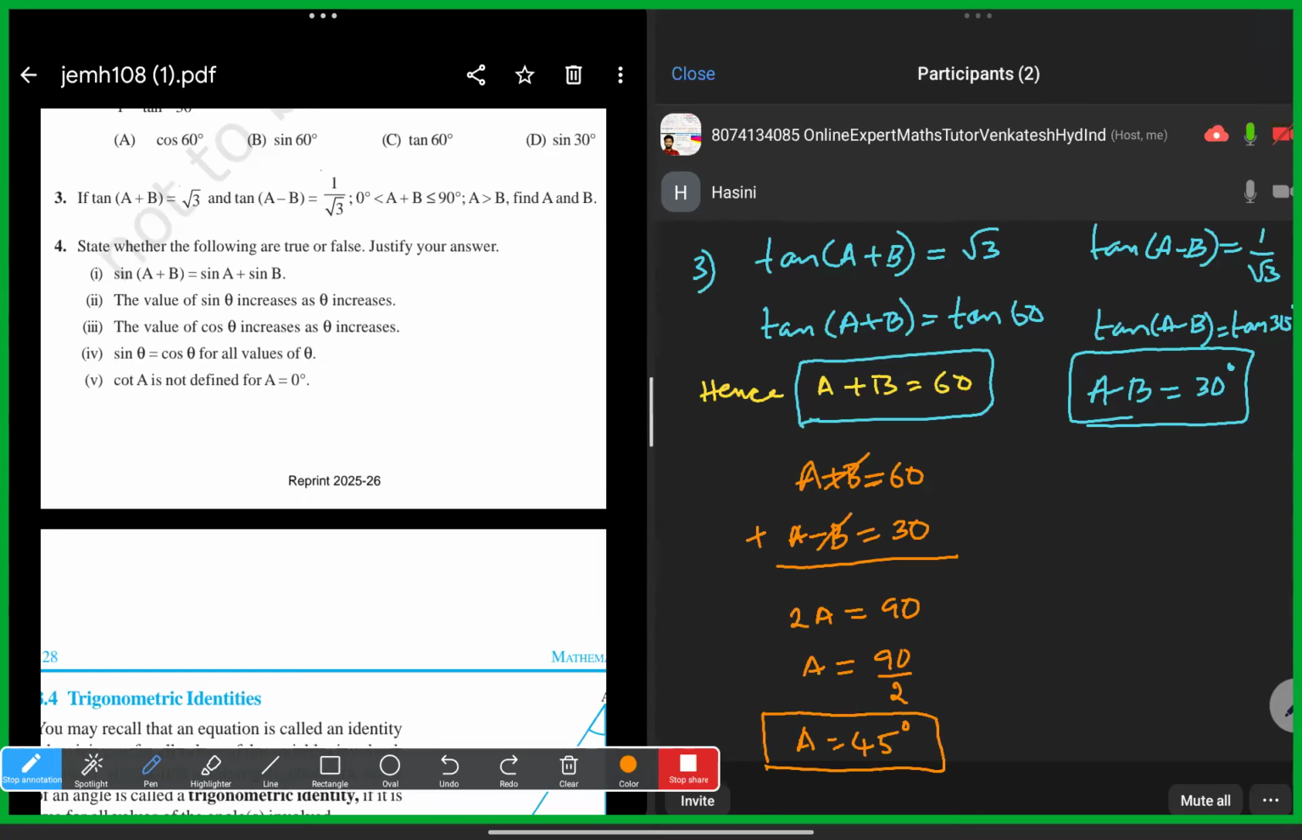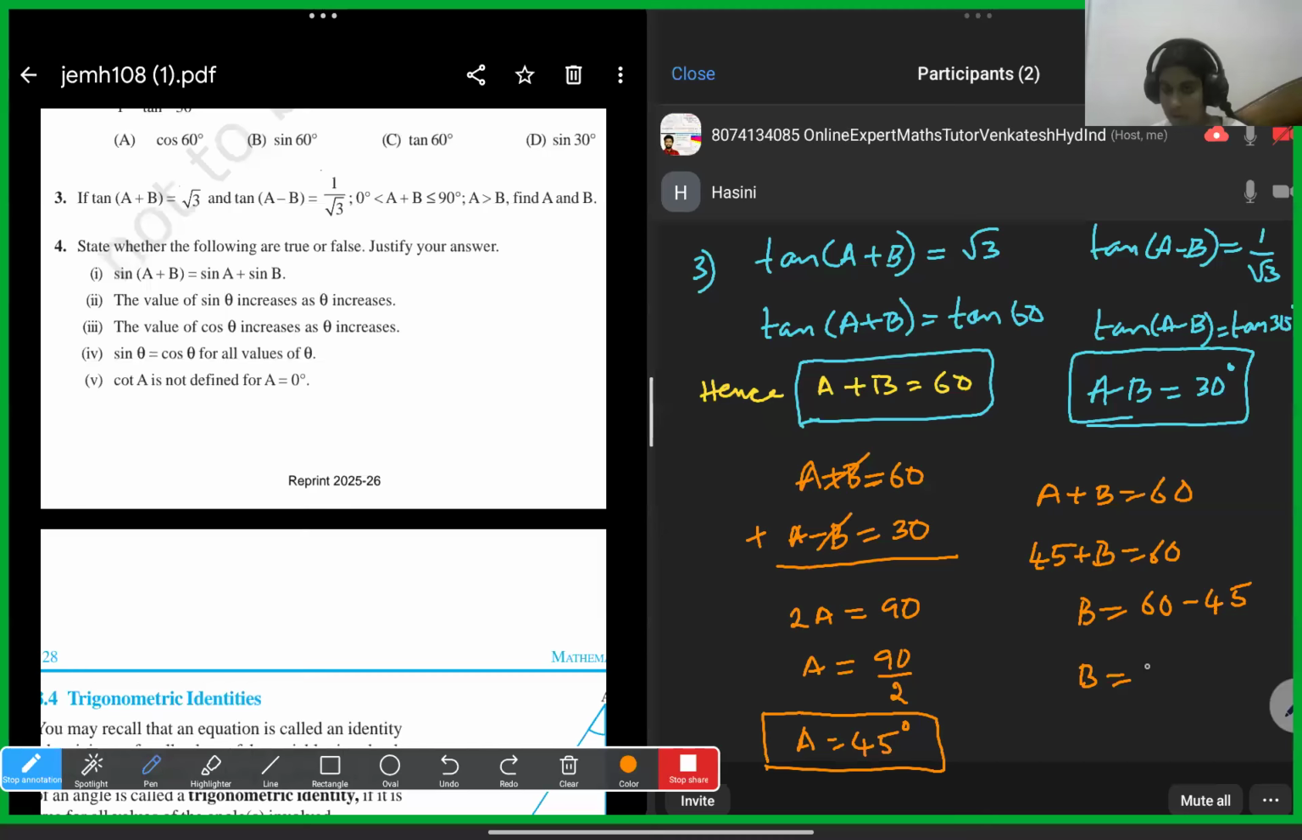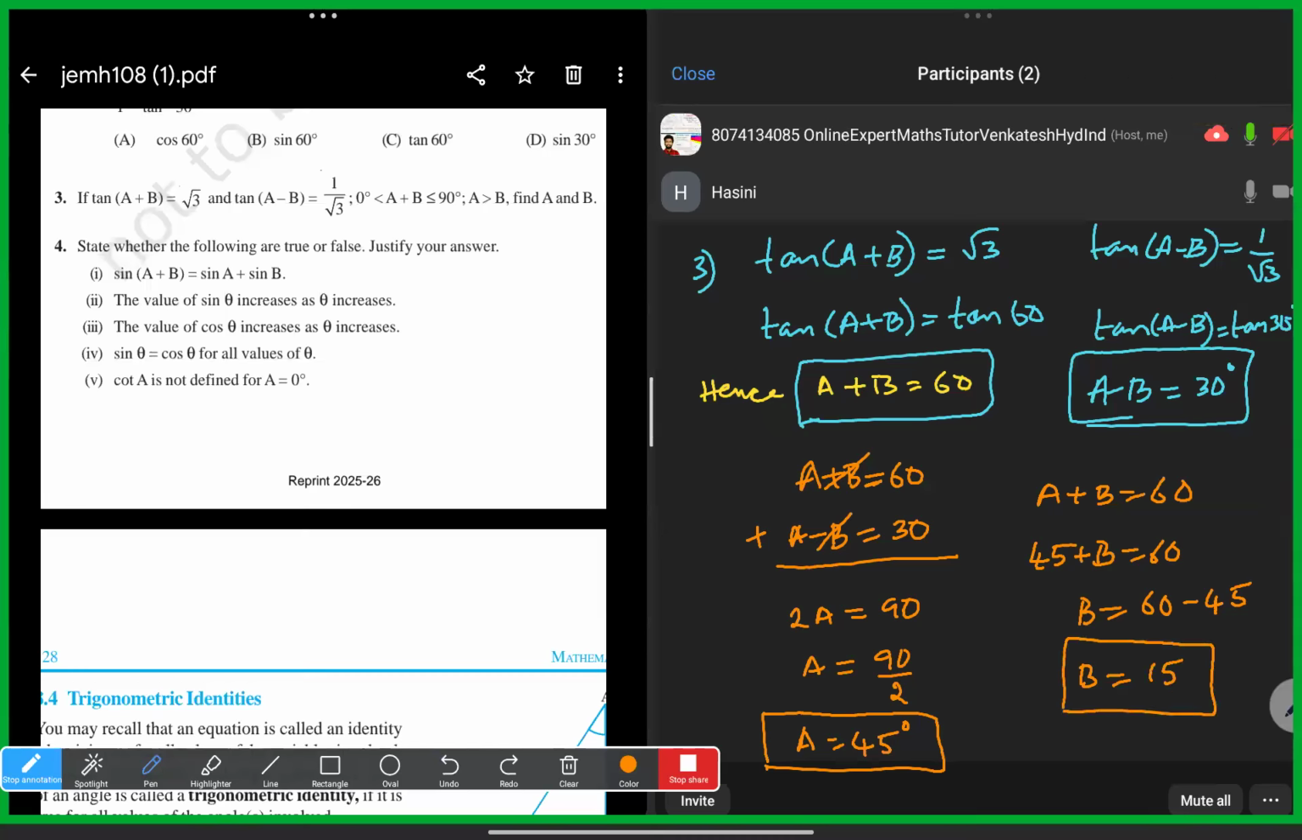Now this 45 we will substitute in any of the equations. a plus b is equal to 60. So a is 45, 45 plus b is equal to 60. b is equal to 60 minus 45, as it is. Any doubt, Hasni? No, sir. So clearly we got a greater than b, Hasni. Yes, sir.